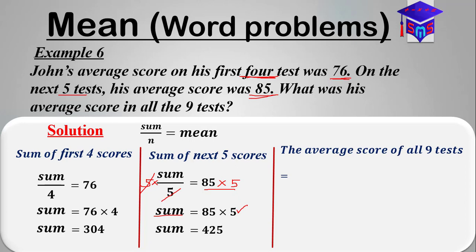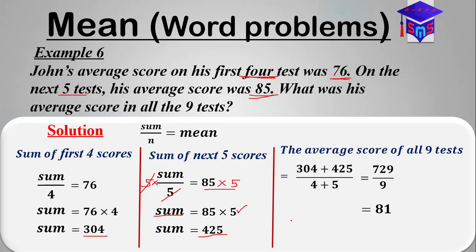So the average score of all 9 tests will be equal to the sum of the scores in all the 9 tests, and you'd agree with me that the sum of the scores in all the 9 tests will be the sum of the scores in the first 4 tests plus his scores in the next 5 tests. So that will be equal to 304 plus 425 divided by 4 plus 5, which is the 9 tests we are talking about. When you simplify this, you get 729 over 9, and that simplifies to 81. What it means is that the average score in all the 9 tests is 81.